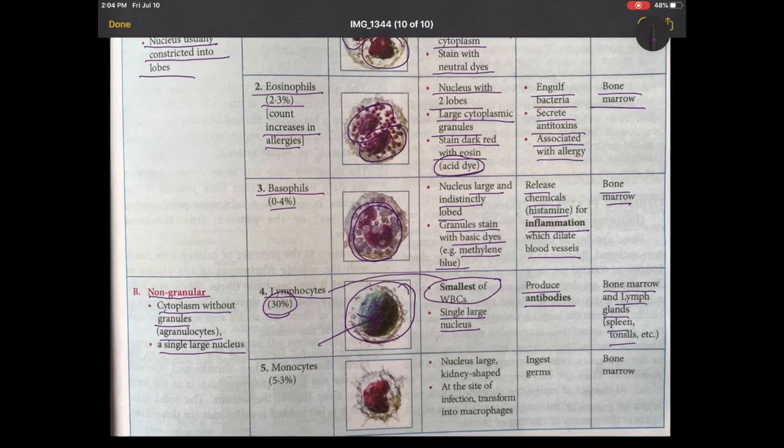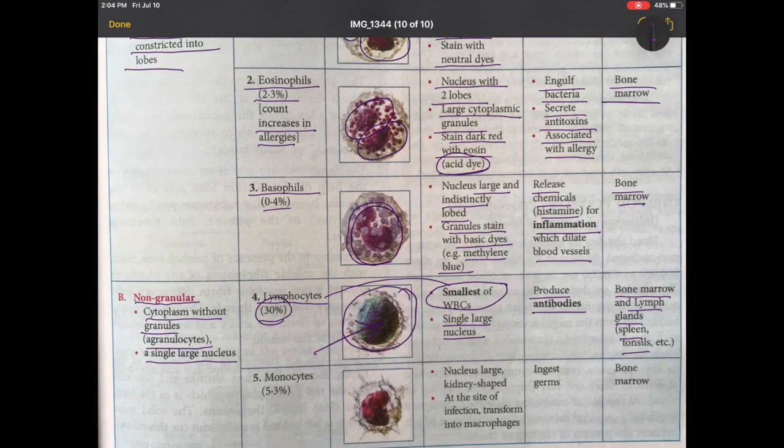The last type of white blood cells is also non-granular, and they are known as monocytes. About 5.3% of the total white blood cells in our body are monocytes. Here can you see the nucleus is kidney shaped? The nucleus is large and kidney shaped, and at the site of infection it transforms into macrophages to ingest the germs. So what is the function? It ingests germs. You can say it gobbles up the germs. It is formed in the bone marrow.